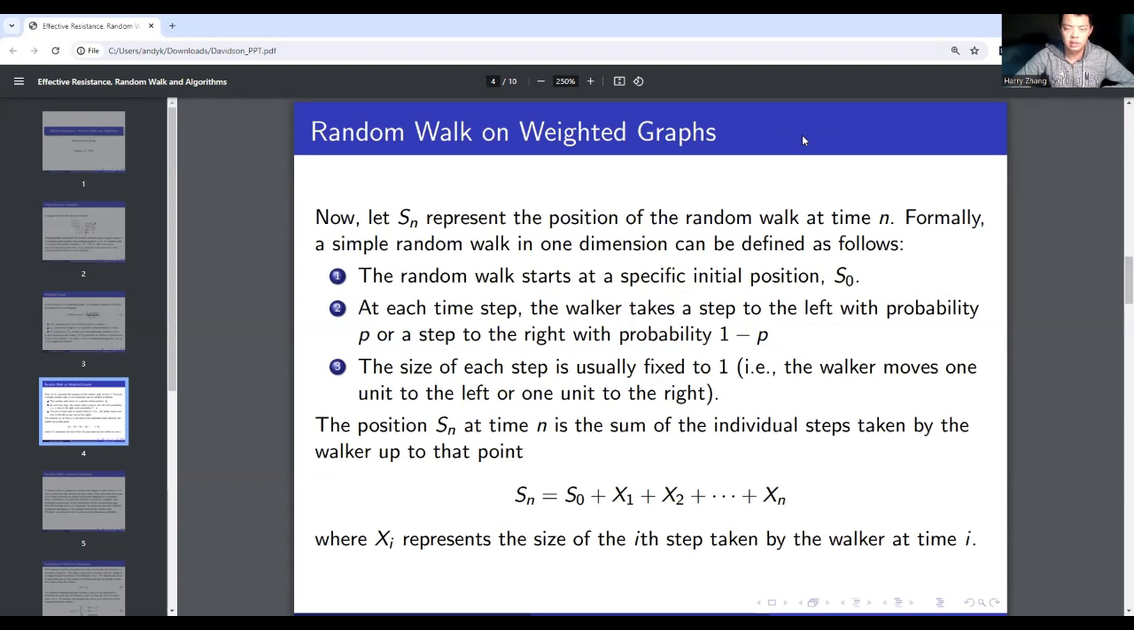Now, let S of n represent the position of the random walk at time n. Formally, a simple random walk in one dimension can be defined as follows. The random walk starts at a specific initial position of S sub 0. At each time step, the walker takes a step to the left with probability p, or a step to the right with probability 1 minus p. The size of each step is usually fixed to 1, so the walker can only move 1 unit at one time. Position S of n at time n is the sum of the individual steps taken by the walker up to that point. So S sub n is equal to S sub 0 plus x1 plus x2, etc. to xn, where x sub i represents the size of the ith step taken by the walker at time i.